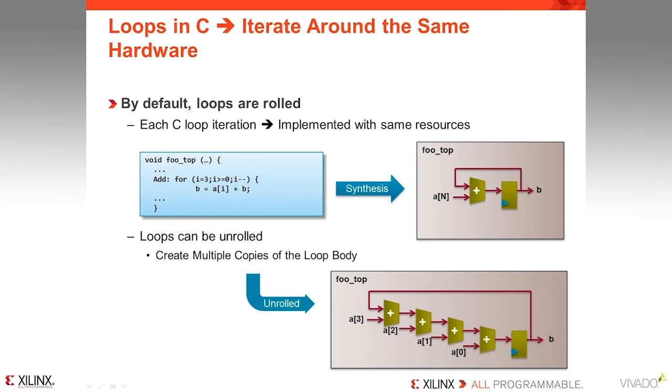The other thing that's common in C design are loops. So if we look at this example here, we have a small loop. We simply iterate around from 3 down to 0, and we sum A[i] plus B. When Vivado HLS creates this hardware, it will create a single body for the loop, a single block of hardware for the loop body. So if we look at the diagram on the right-hand side there, you would basically see an accumulator. And for each iteration of that loop, we would go around and execute the same body of hardware. So here you simply see an adder, and we go around and we accumulate it.